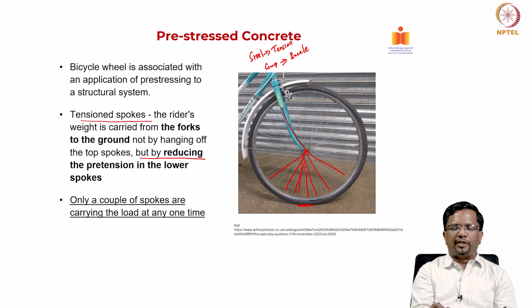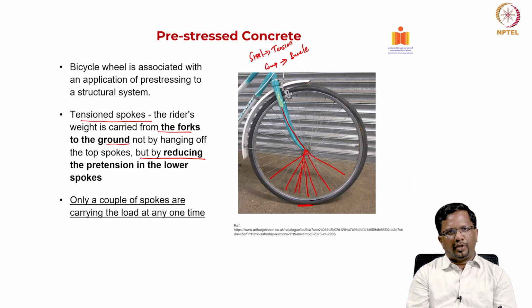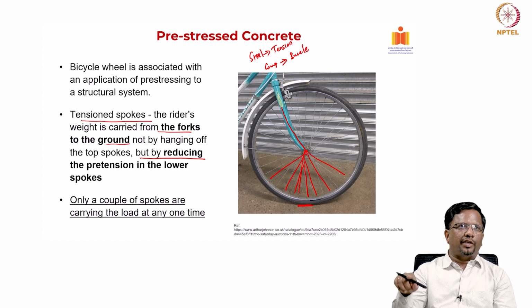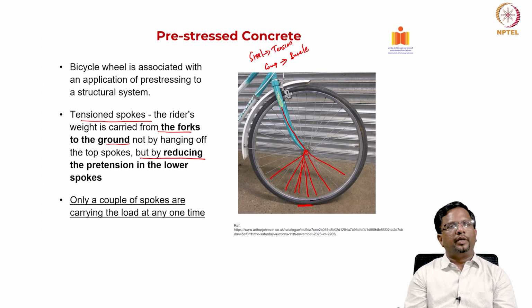So, the rider's weight is actually carried from the forks to the ground by the bottom spokes, by reducing the pre-tension levels in the lower spokes. In fact, only a couple of spokes are actually carrying the load at any one point of time, because the wheel is on the move. So, maybe only very few spokes are going to be transferring the load from the fork to the ground. Okay. This is again another very interesting application of pre-stressing.